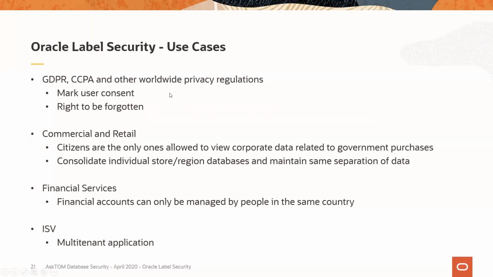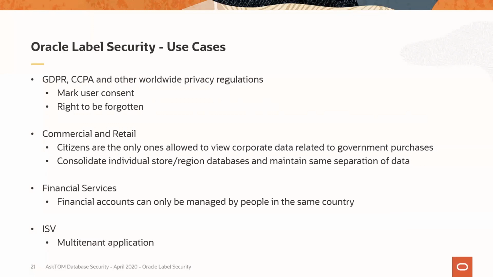And we talked about hospitals, and they have HIPAA considerations. There are other privacy regulations like GDPR and CCPA, the California one, and other ones around the world. Label security can be used to mark consent and the right to be forgotten, allowing data to be used by different applications, and to be processed, forgotten or anonymized. It's something that a number of customers are looking at for their privacy implementation.